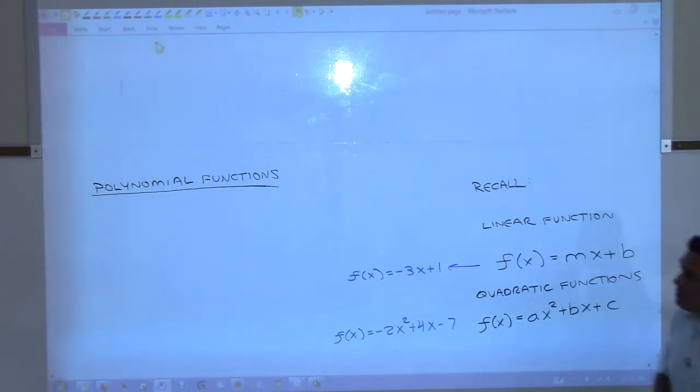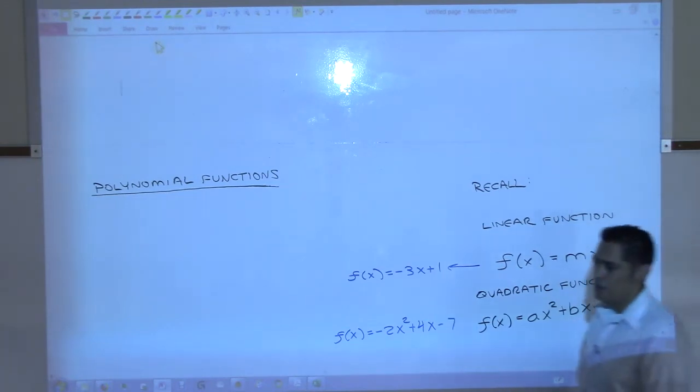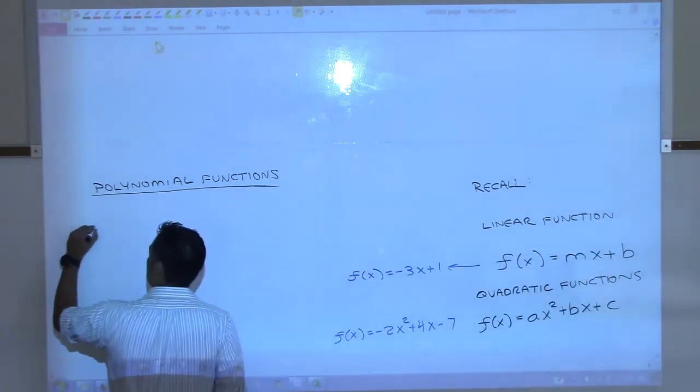So I'm going to start by writing out what they look like in terms of, like, this is what a linear function looks like, right? This is what a quadratic function looks like. So what does a polynomial function look like? And you're going to hate this. You ready? It looks like this.